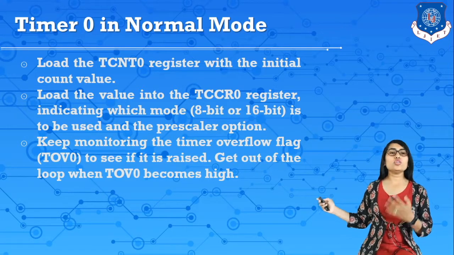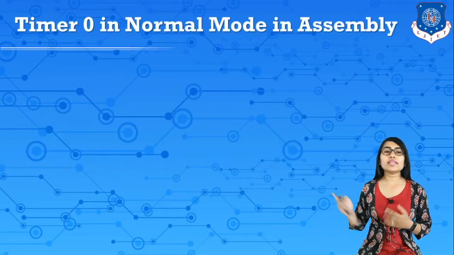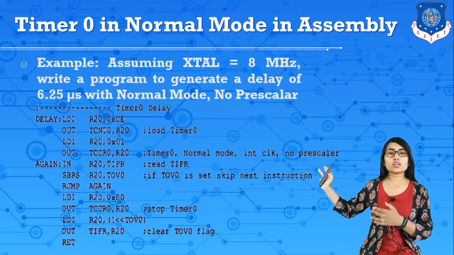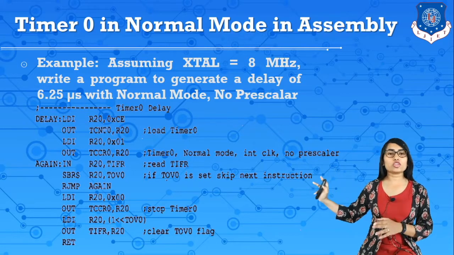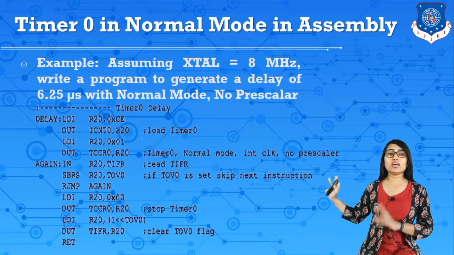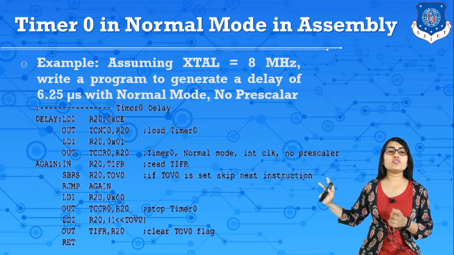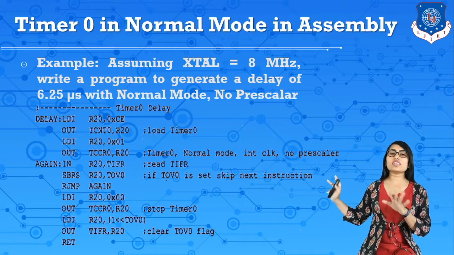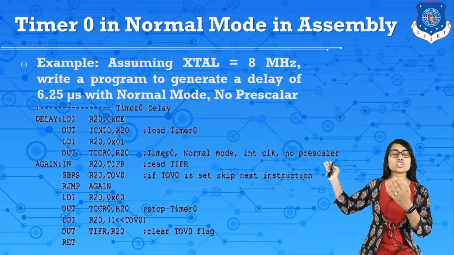So this is how we can program timer 0 in normal mode. Here we have a timer 0 program in normal mode in assembly language. Assuming a clock frequency, write a program to generate a delay of 6.25 microseconds with normal mode and no prescaler. For 6.25 microseconds we calculate the value of TCNT0, which is CE, and we calculate the value of TCCR0 for normal mode, clock frequency and no prescaler. So the value of TCCR0 is 01, right? So we just use it over here.